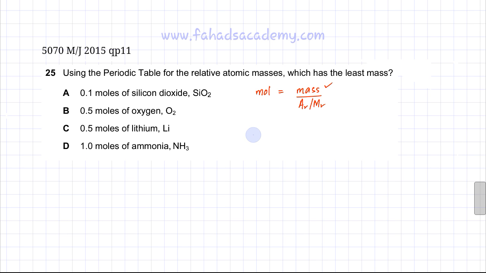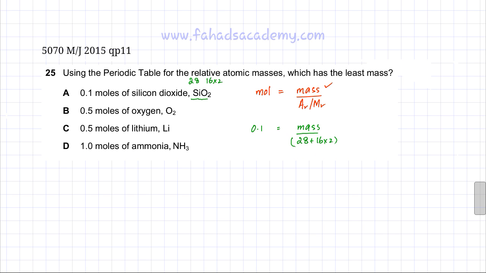Option A states that you have 0.1 moles of SiO2, so the mass is unknown. The molar mass of SiO2, silicon dioxide: silicon in the periodic table is 28, and there are two oxygens, where oxygen is 16, so that's 16 into 2. So the molar mass of SiO2 is going to be 28 plus 16 multiplied by 2. So we're going to figure out what the mass is going to be.